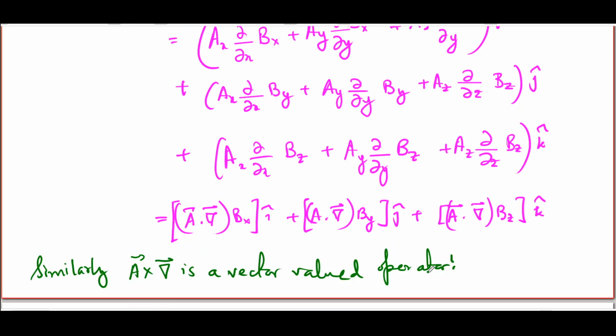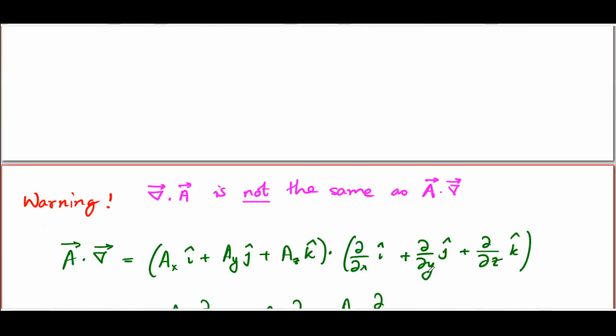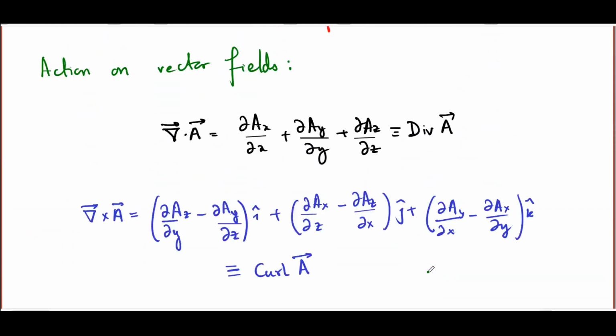And similarly, A cross del is again an operator. This time it's a vector valued operator. These entities are very, very different from del dot A, which is a scalar field, and del cross A, which is a vector field, respectively the divergence and curl of A. Now we will come back to talk about divergence and curl, as well as these other combinations, A dot del or A cross del, later on.